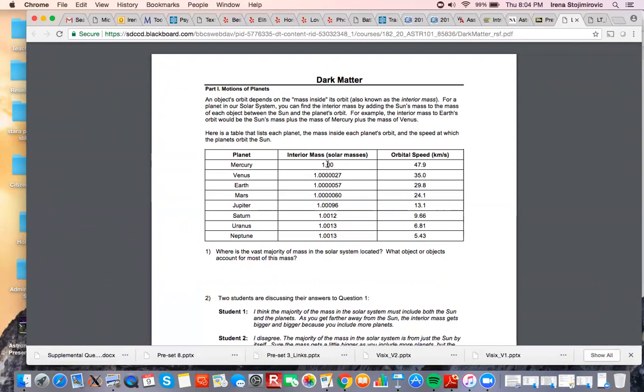Because one means 100%, this would be tenths of percents, and this is hundredths. So you can see even when you come all the way up to the end, it's not even 1%. So it's less than 1%. And that's exactly what you know from before, right? That 99.99% of the mass is inside of the sun.